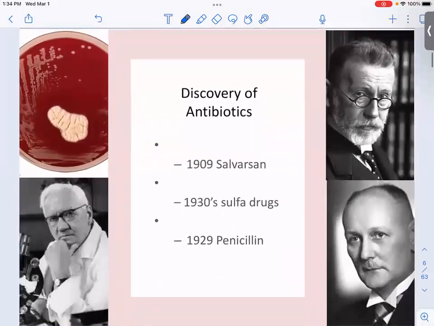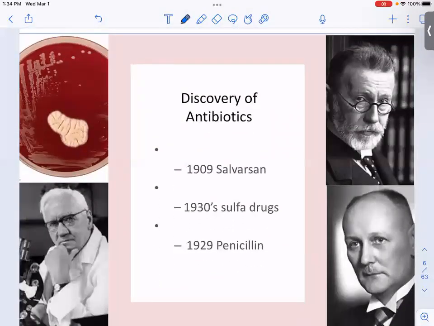All right, so I think it's interesting to do a little history here. Think about how we got to where we are today. The father of chemotherapy, his name was Paul Ehrlich. German. Yeah, Paul Ehrlich. So this is him right there. He's considered the father of chemotherapy.